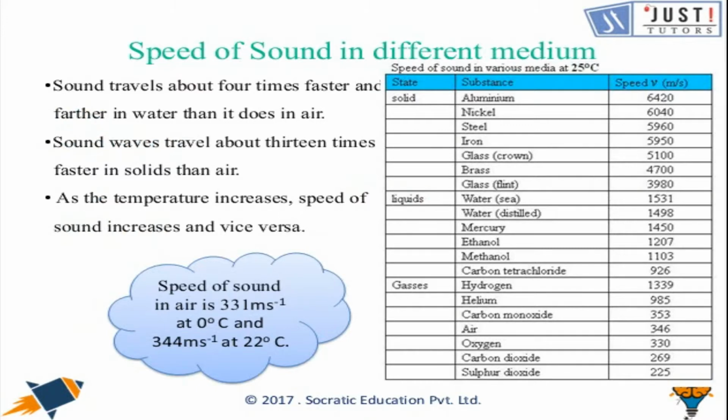Then the speed of sound in different mediums is different. Sound speed in solid is more than in liquid, and in liquid it is more than in gas. And the speed of sound also depends on the temperature. So in a particular medium, let's say air, the speed of sound at higher temperature would be more than the speed of sound at lower temperature. For example, the speed of sound in air is 331 meters per second at 0 degrees Celsius, but at 22 degrees Celsius we have 344 meters per second.